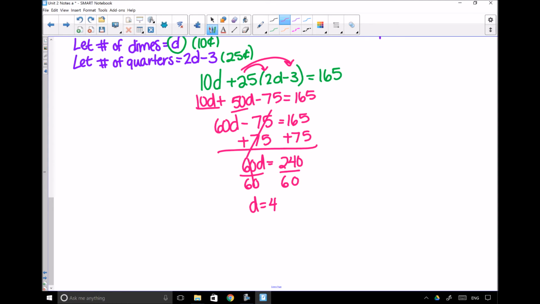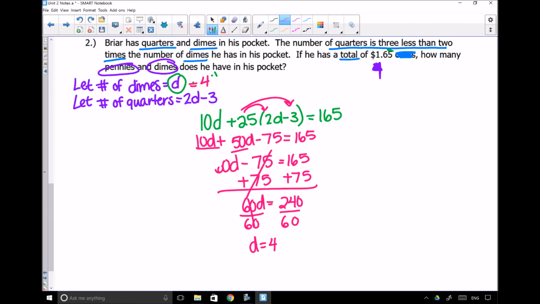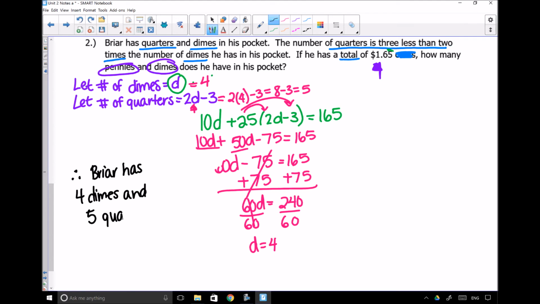Well, if D is 4, I'm going to go back into my let statement and figure out how much I have of each thing right here. If D is 4, that means that I have 4 dimes, okay? And then if D is 4, I can figure out the number of quarters by doing 2 times, instead of D, I can replace it with 4, minus 3, so I get 8 minus 3, which is 5. So then I can write my let statement and say, therefore, Briar has 4 dimes and 5 quarters. Okay, and that's my final answer.